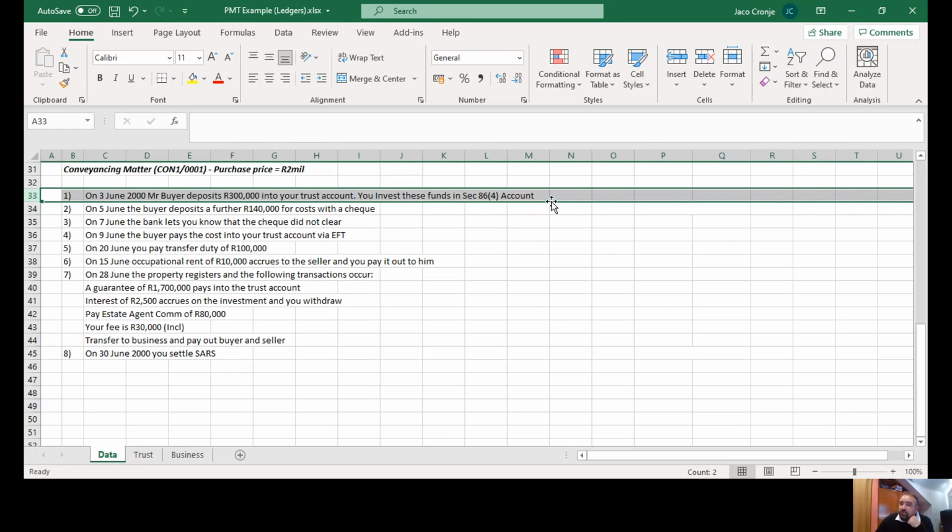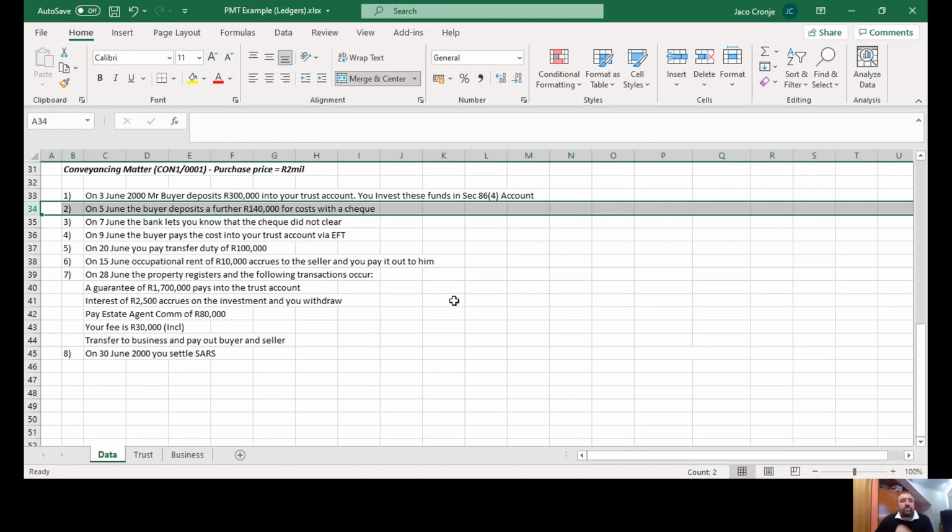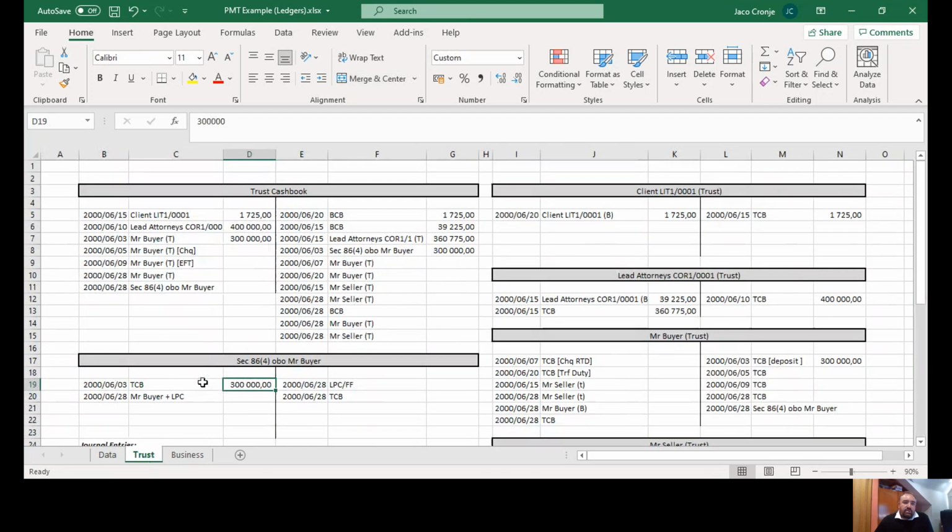Then we invest the deposit, that part we've done. We can move on to the next one. On the 5th of June, the buyer deposits a further 140,000 Rand for costs with a check. Okay, so that means into my trust bank account, we've got 140,000, so that will increase my trust bank with 140,000 Rand. And again, who do I credit? Mr. Buyer. You put the money into my trust, so we'll put it in his account.